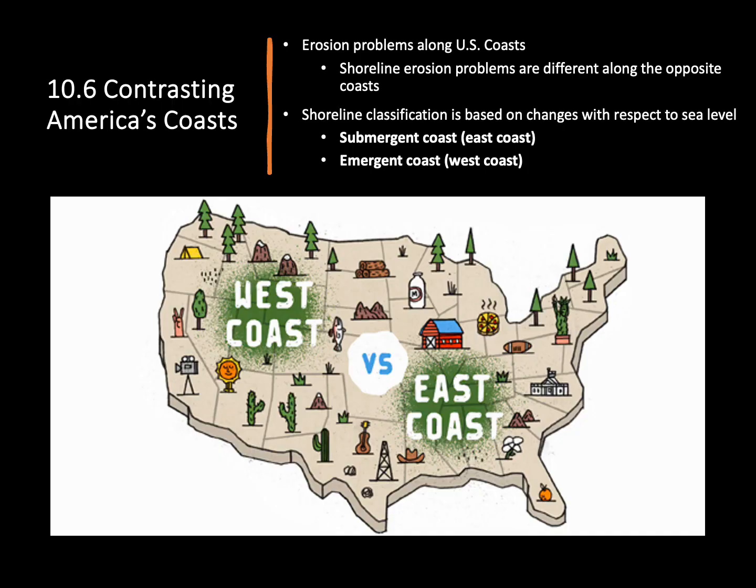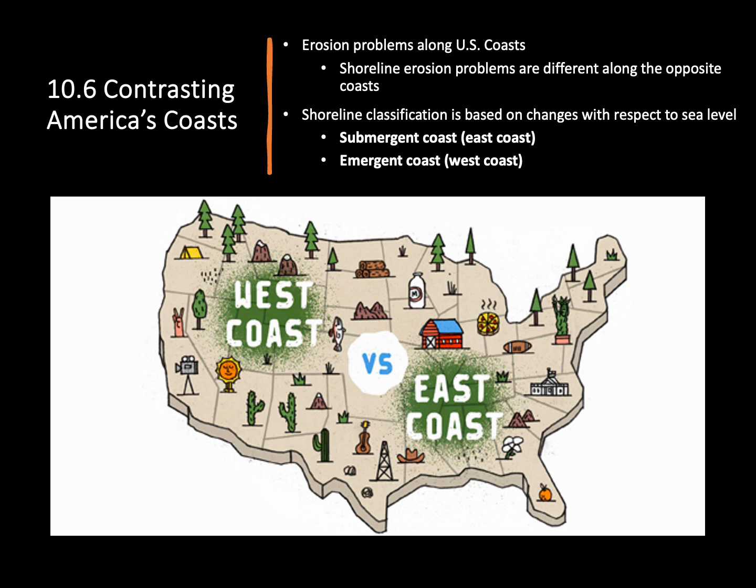Our east coast shorelines are these nice gently sloping beaches with lots of loose sand. Our west coasts have lots of really steep cliffs and solid rocks and really cold waters. So we're going to see that the different coasts along the U.S. have very different erosion problems. They're different shapes, they're different steepness, and they're made out of different materials.